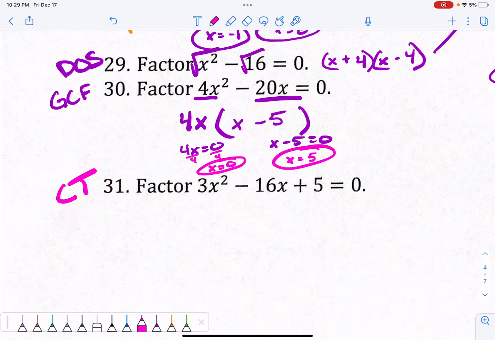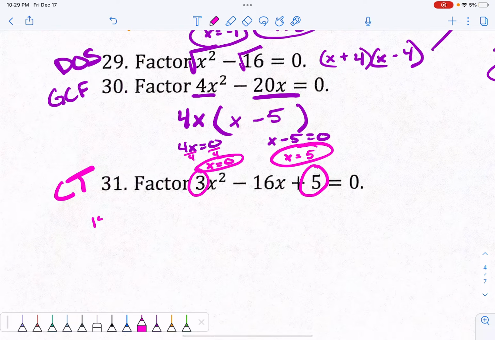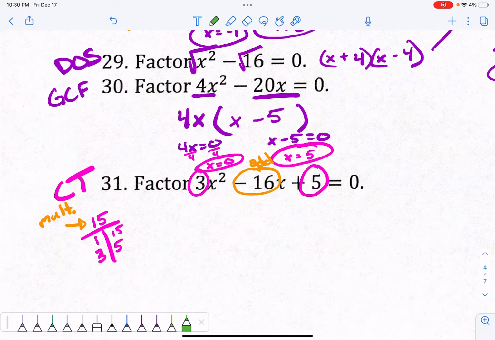So the steps for the complex trinomial is to take the first number times the third number, or the a times the c, and 3 times 5 is 15. And then we have factors of 15 are 1 and 15 and, let's see, 3 and 5, okay? But we want numbers that multiply to get 15, we just listed them, that add to get me this number. So add to get me 16. So the combination that I want is going to be that 1 and 15 combination. And I'm going to have both of them be negatives, okay?